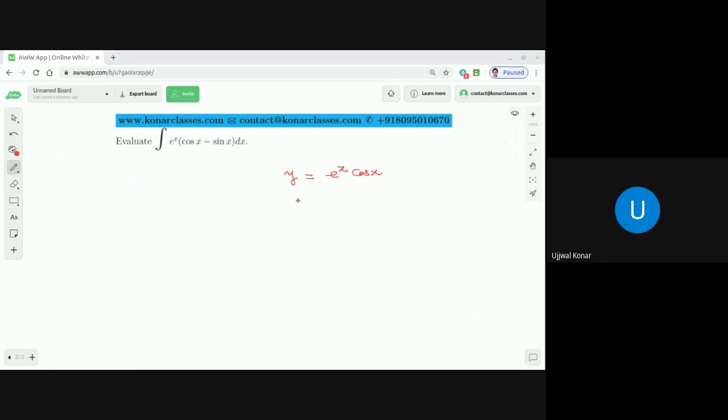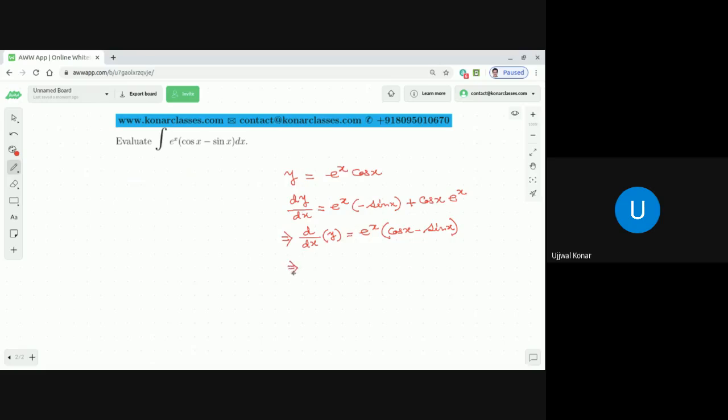Now let's differentiate this function. Can all of you please differentiate with me? What is dy dx? It will be e power x into minus sin x, and cos x into e power x. So we get d/dx of y is equal to e power x of cos x minus sin x. Correct?